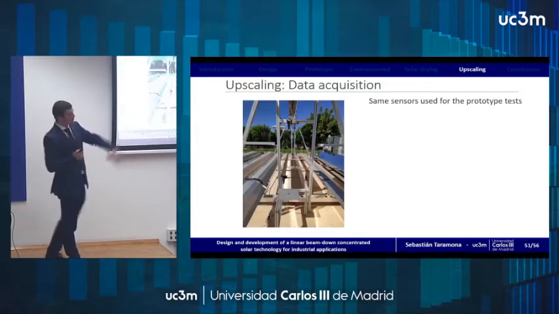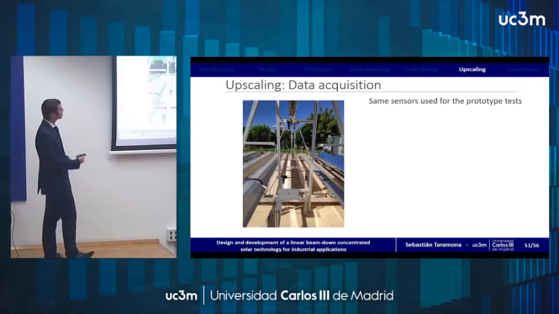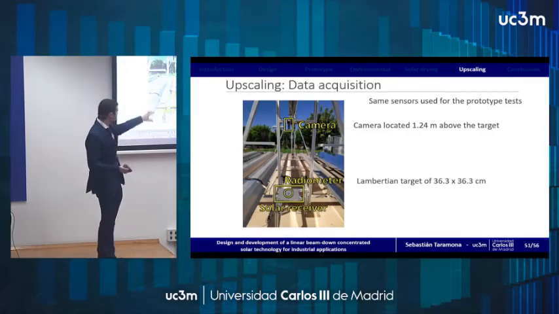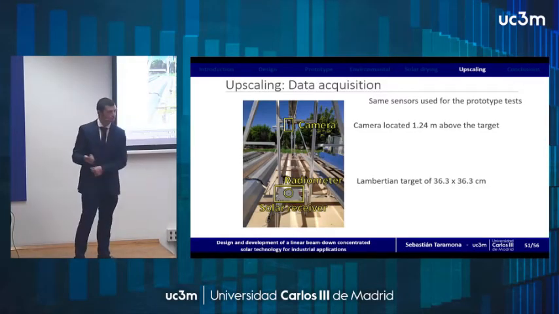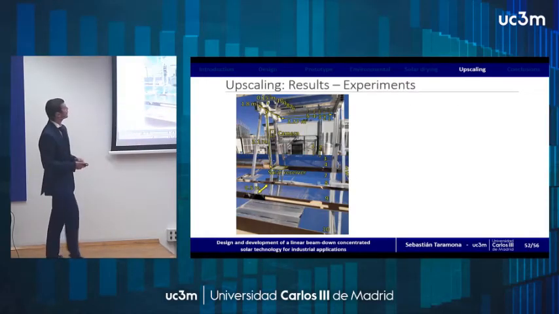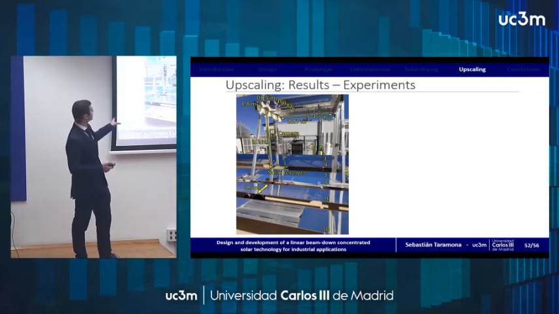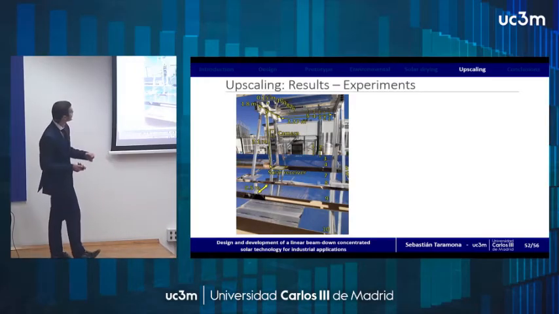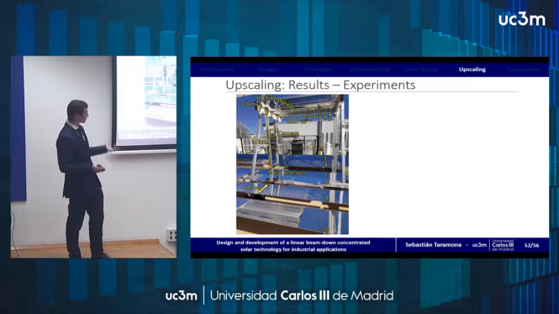Now, to take the measurements, once we have constructed the solar field, once again we will be using the camera and the Lambertian target with the radiometer located in the receiver region. And here you can see a picture of the solar field on the day of the test. There are several things we have to take into account.